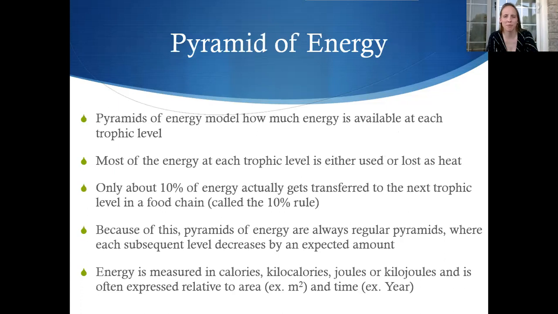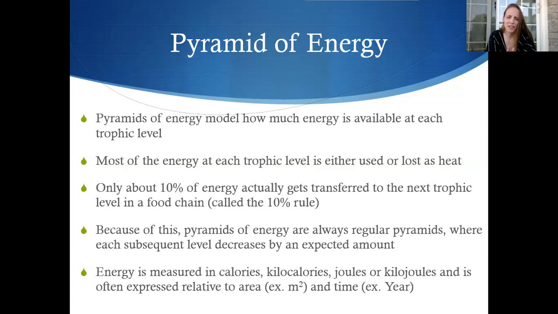So let's start with the pyramid of energy, which essentially shows how much energy is available at each trophic level. Again, most of the energy in a trophic level will not get passed on to the one above it. Most of it is going to be used up or lost as heat. Only about 10% of the energy available in a trophic level actually gets passed on to the next trophic level. This is called the 10% rule. And that is going to be really important when we do some calculations about this.